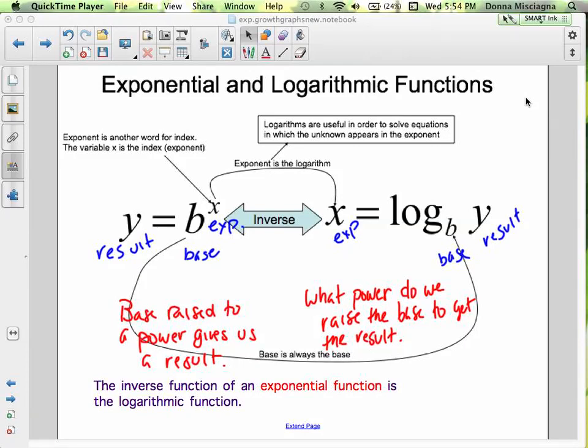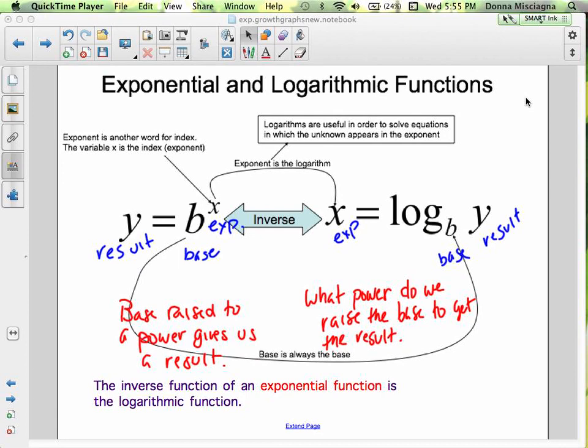So in this podcast, we're going to learn what the inverse of an exponential function is. Now, the inverse of an exponential function is a logarithmic function. Right? So exponent is another word for index. We have an index on a root, right? The variable x is the index, is the exponent.